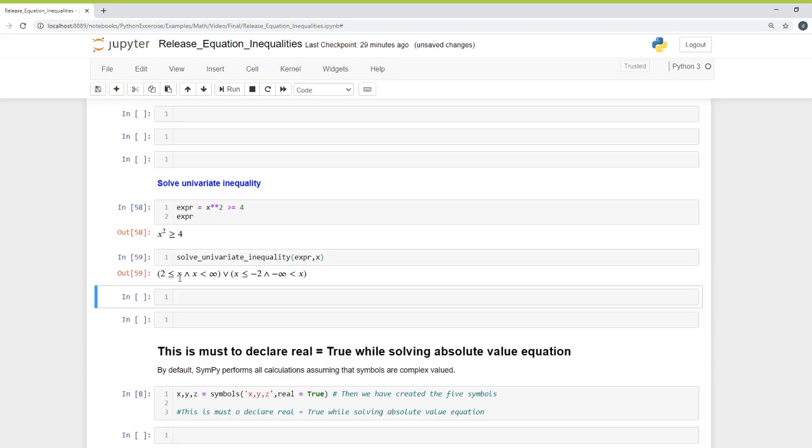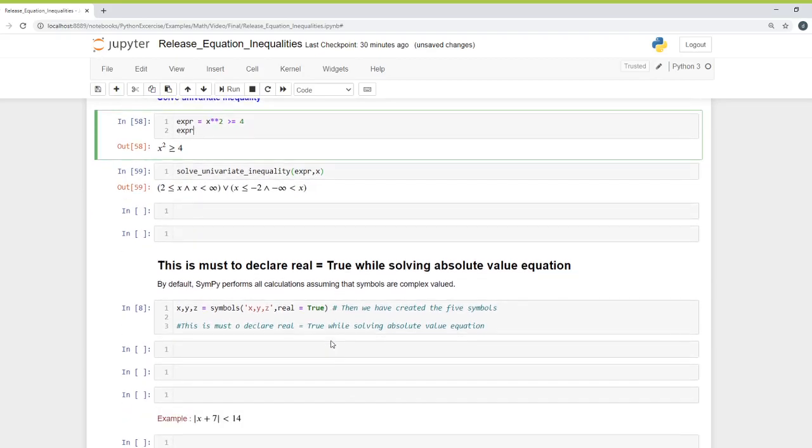2 less than equal to x means all values for which x is greater than equal to 2. For example 3: 3 squared is 9, and 9 is greater than equal to 4. 2 raised to the power 2 is 4, and 4 is greater than equal to 4. And x less than infinity. x less than minus 2 will satisfy also. Suppose minus 3: minus 3 squared is 9, and 9 is greater than equal to 4. So all these values will satisfy this univariate inequality.